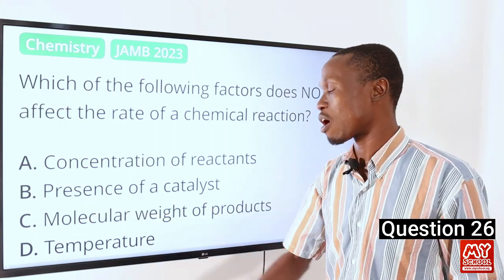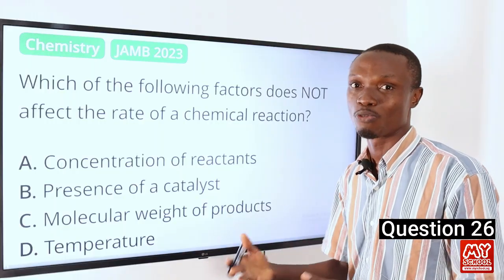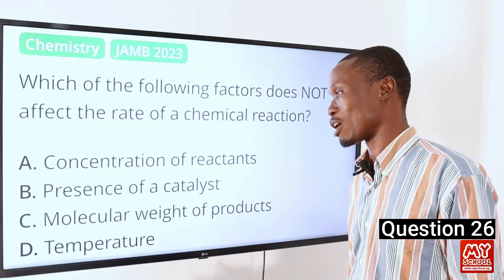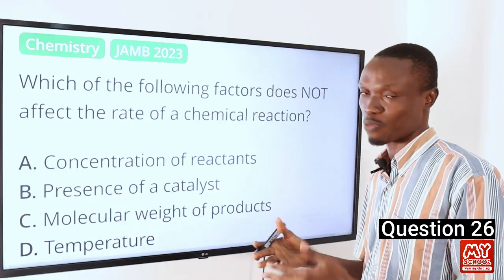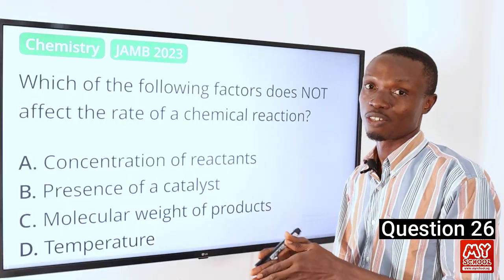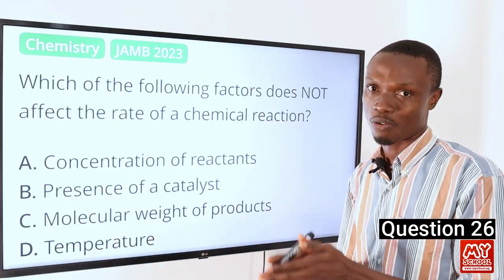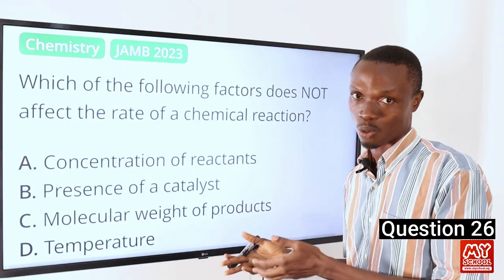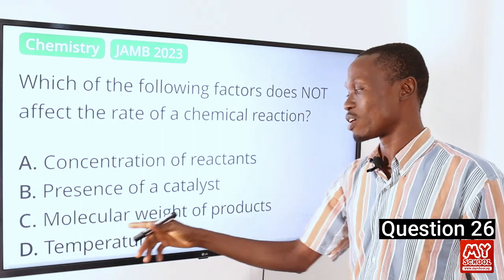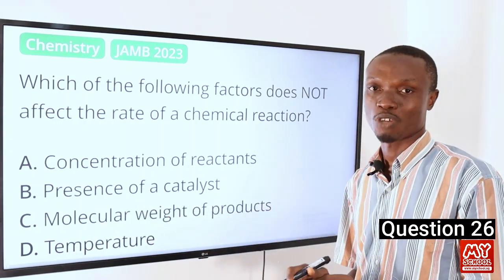Then option B, we have presence of a catalyst. Of course, that's what catalysts do. They actually speed up the rate of a chemical reaction. Then C, we have molecular weight of product. Really, molecular weight of product does not affect the rate of a chemical reaction. Then temperature affects the rate of a chemical reaction. In fact, the higher the temperature, the higher the rate of chemical reaction. So C is the correct option to this question. Molecular weight of a product does not affect the rate of a chemical reaction.